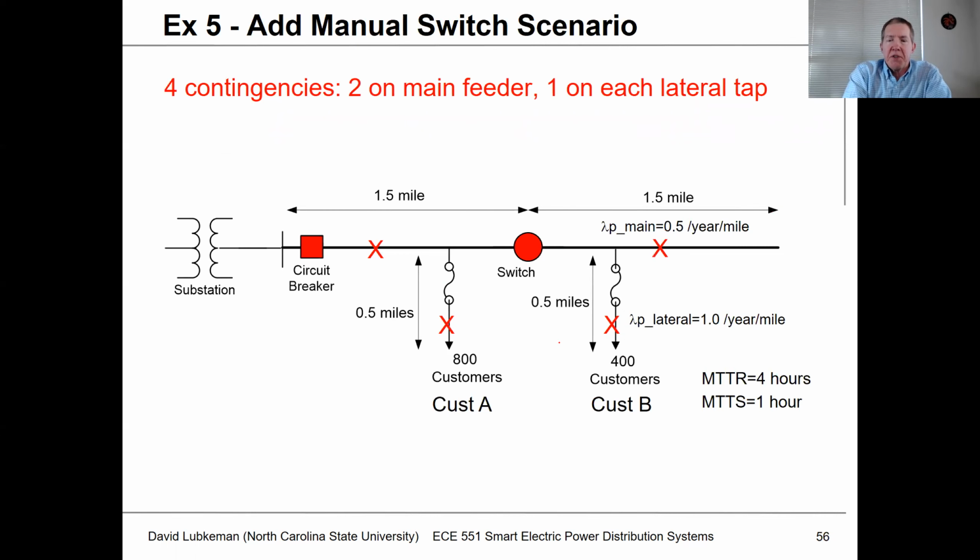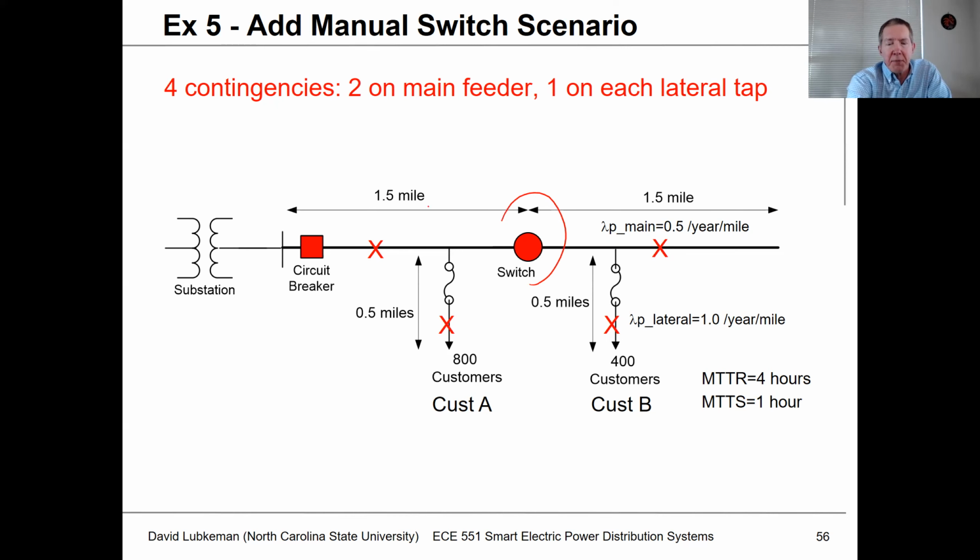So now what we're going to do is add a switch. In this case, we're going to assume it's a manual switch. Later on, when we talk about feeder automation, we'll look at different automated switch options. But in this case, let's just assume it's a manual switch. What this manual switch does is we're putting it right in the middle of the main feeder, so this is bisecting the feeder.